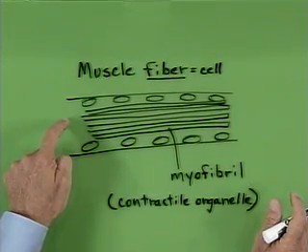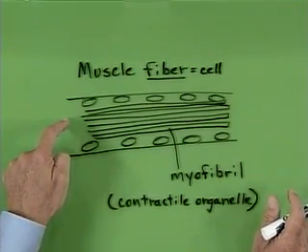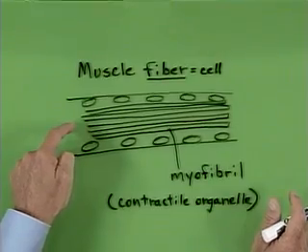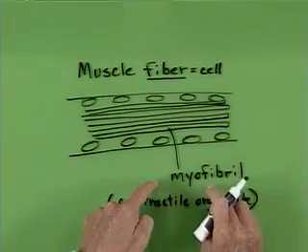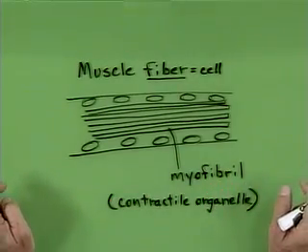So in this cytoplasm, we'd still have mitochondria, we'd still have ribosomes, we'd still have endoplasmic reticulum, we still have Golgi complex. All of those kinds of things would be present. In addition to those organelles, we have this specialized organelle for contraction called a myofibril.